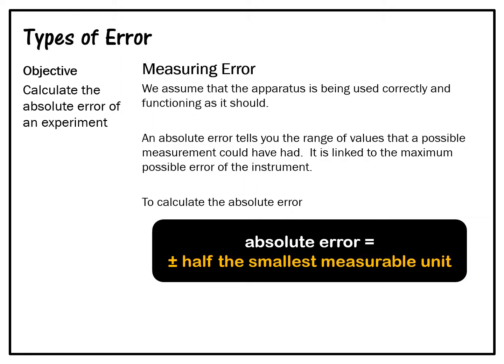So for the types of error that we're going to talk about, we're going to assume that the apparatus has been checked and is used correctly. And we're going to start with absolute error. We're going to calculate the absolute error of an experiment. An absolute error tells you the range of values that a possible measurement could have had. So it's linked to the maximum possible error of the instrument, and is usually linked to the scale of it, as you'll see. To be able to calculate it, the absolute error is equal to plus or minus half the smallest measurable unit. And we'll look at an example where this is the case.